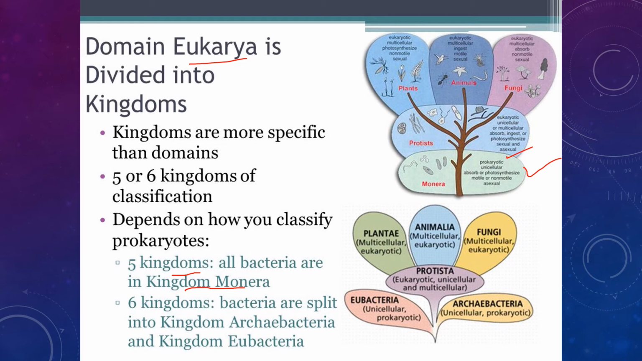But later on, Monera was again divided into two domains: one is Eubacteria, the other one is Archaebacteria. Eubacteria were unicellular and prokaryotic, and Archaebacteria were also unicellular and prokaryotic in nature. Finally, the six-kingdom classification was established, which split Monera into kingdom Archaebacteria and kingdom Eubacteria. In the next lectures, you will understand the characteristic features of these Monera type of bacteria.